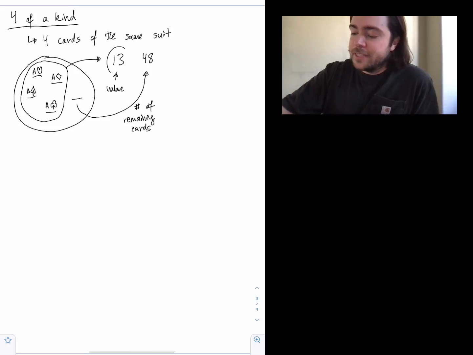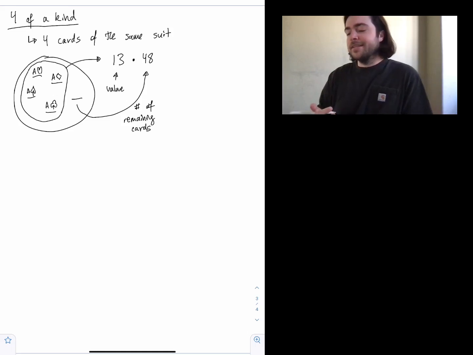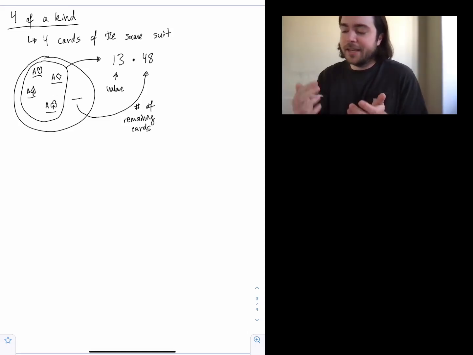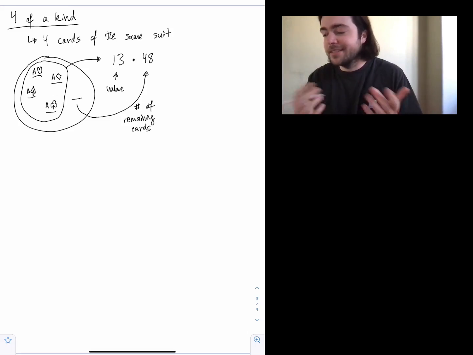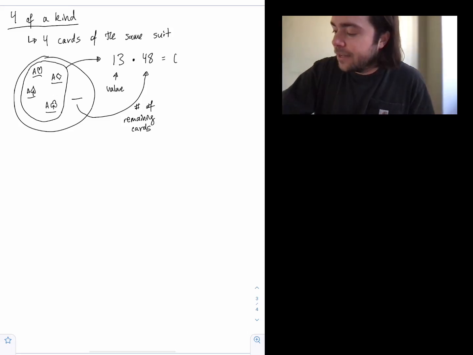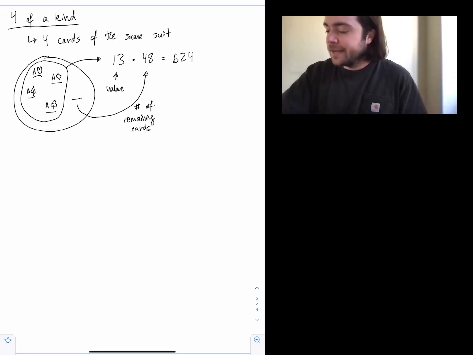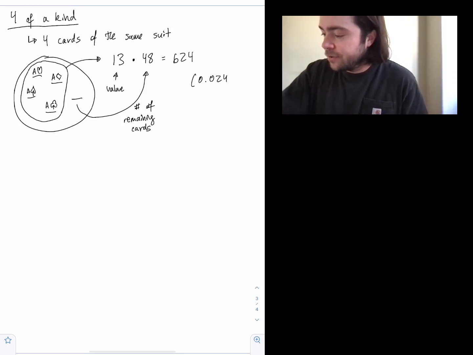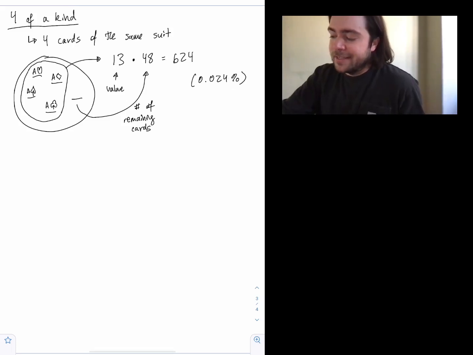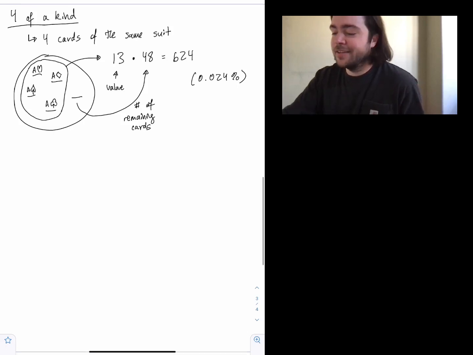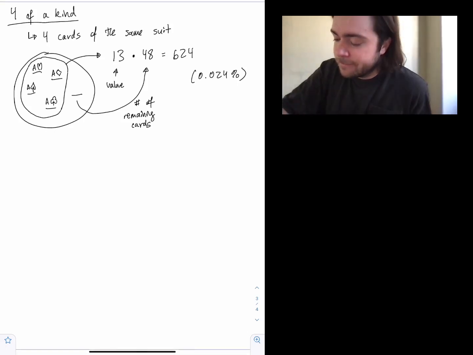Okay, so for each of these values, there are 48 options for the 5th card, so I can multiply them, right? That's what multiplying does. For each of the values, there are 48 options, so how many total options are there? Well, there's 13 values. Each one has 48 options. You multiply, and what do you get? 624. Okay, and this is 0.024%. By the way, this is percent, right? So 100% would be everything. So we're at 0.024%. This is still a very, very rare type of hand.